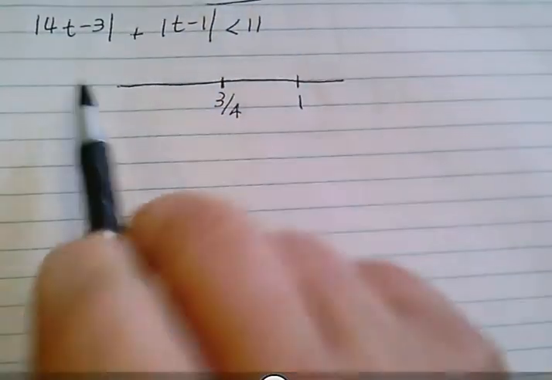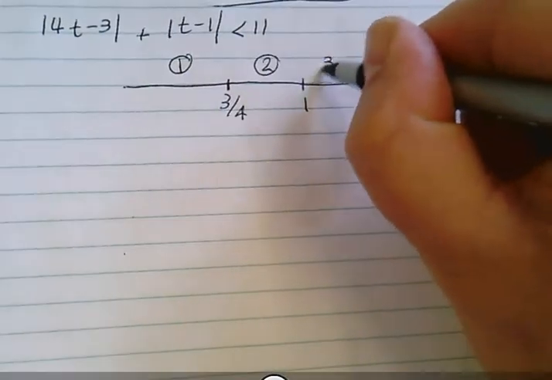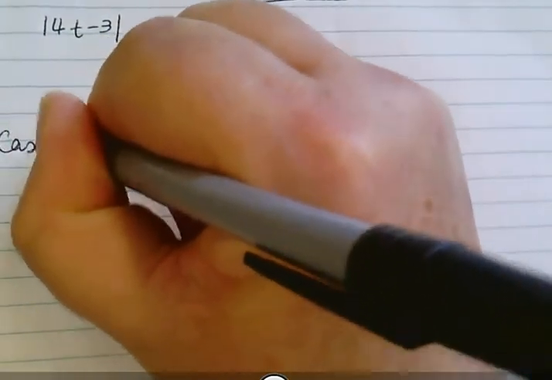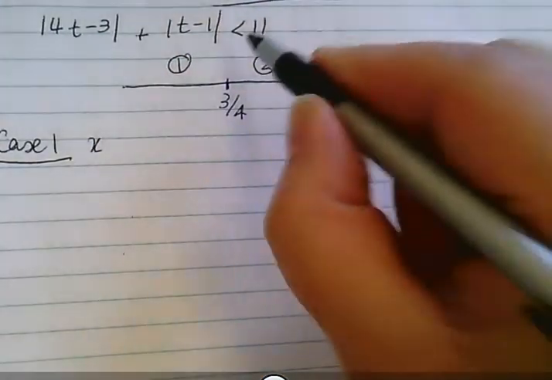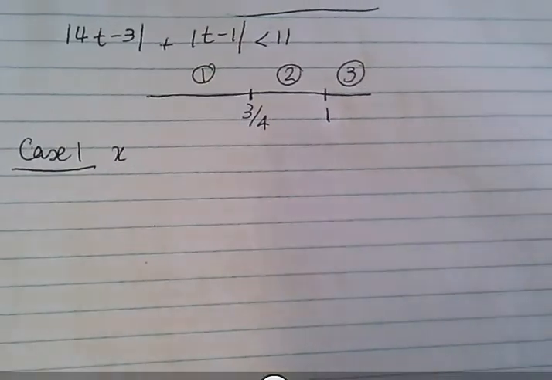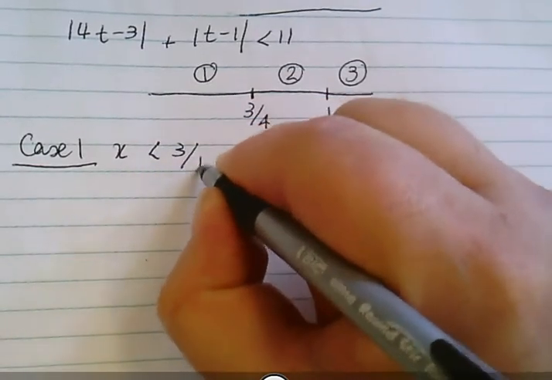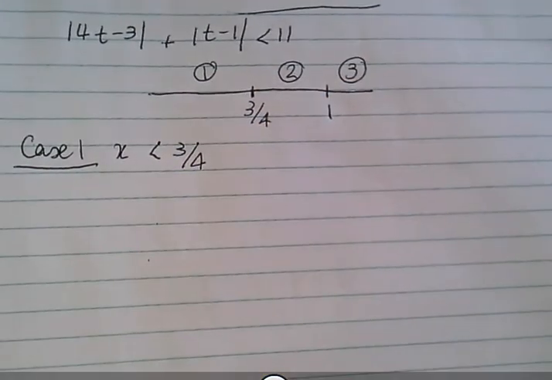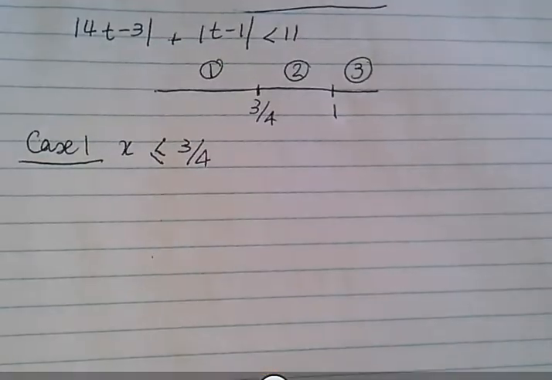So remember, the critical points are 3/4 and 1. We've got region 1, region 2, and region 3. So case 1 would be x is... Now, see how this equation's just got a less than? I'm going to use less than or equal to. Less than or equal to 3/4.